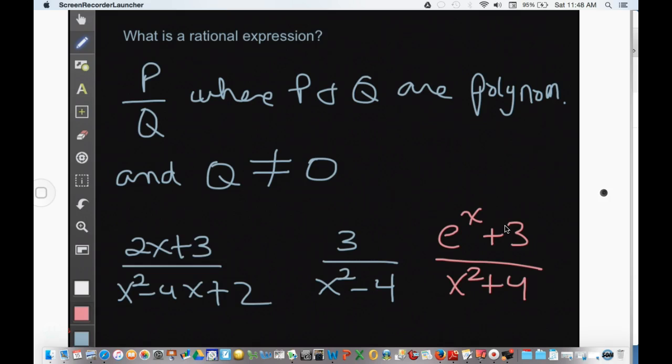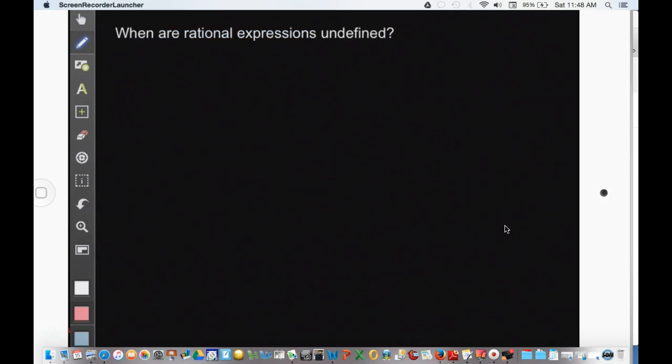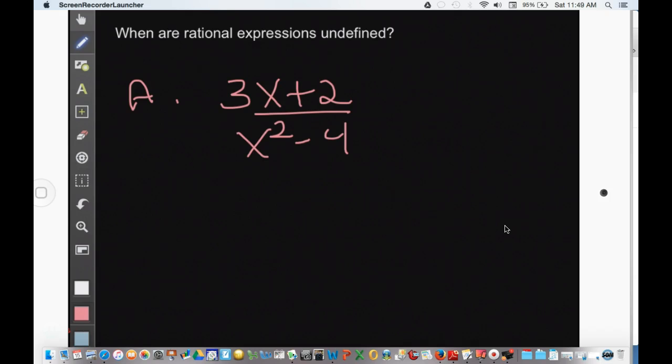With this said, we want to now look at how to reduce rational expressions. I take that back. I'm one step ahead of myself. I want to say, when are rational expressions undefined? So for our first example, let's call this example A. I'm thinking to myself, when would 3x plus 2 over x squared minus 4 be undefined? Well, remember, the rational expressions aren't defined when the denominator is 0. So what we really want to know is, when does x squared minus 4 equal 0?